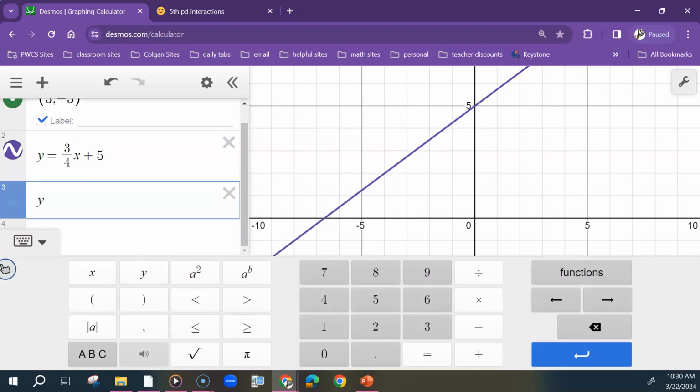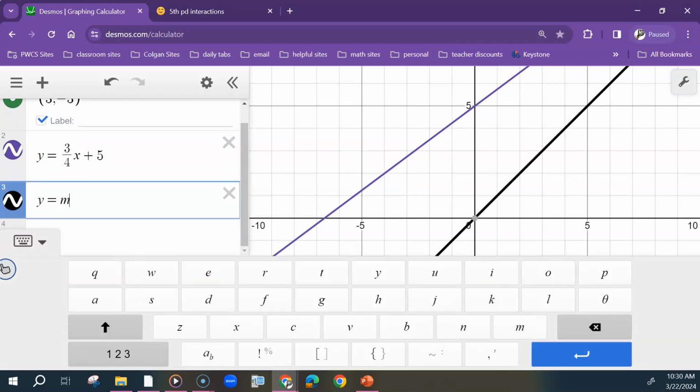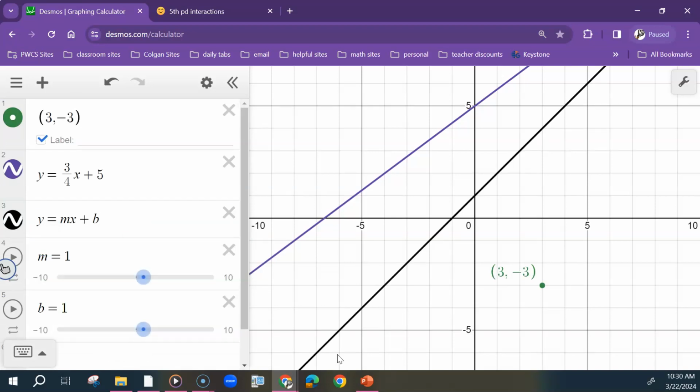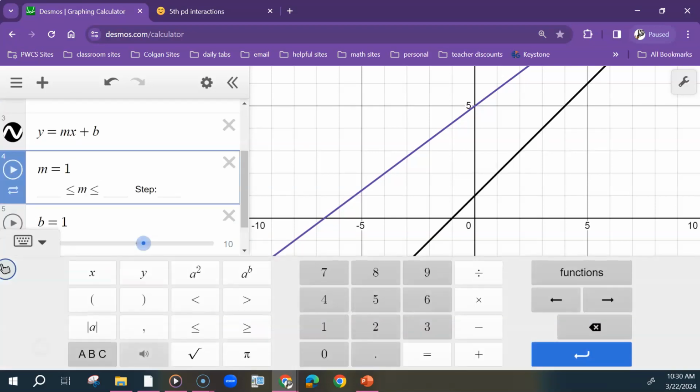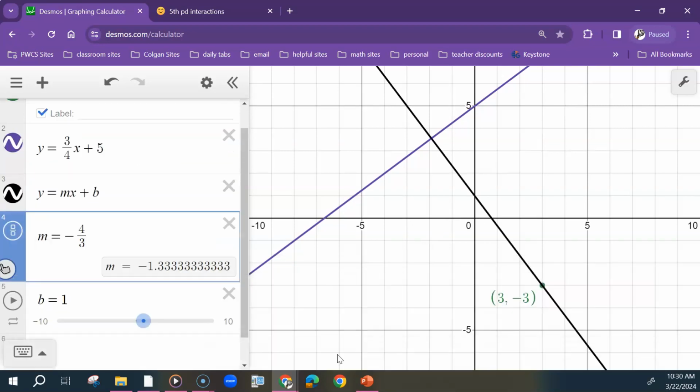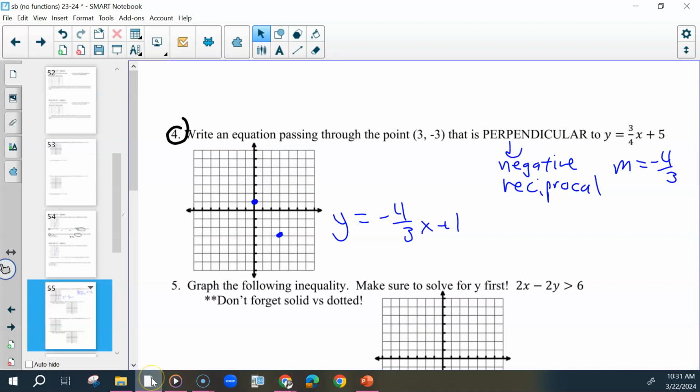Type in y equals mx plus b. Add in the slider, add in all sliders. Change your m value to that new negative reciprocal slope. And normally we would move the b slider until it goes through the point, but it already does that. So your equation is y equals -4/3 x plus 1. Questions on any of those? Okay.